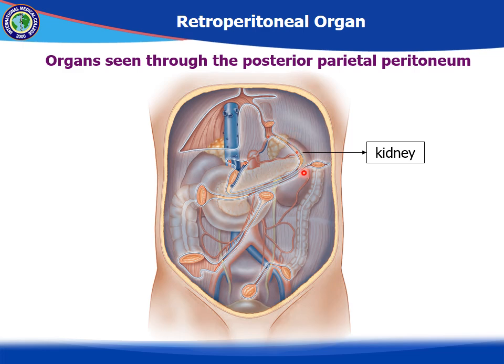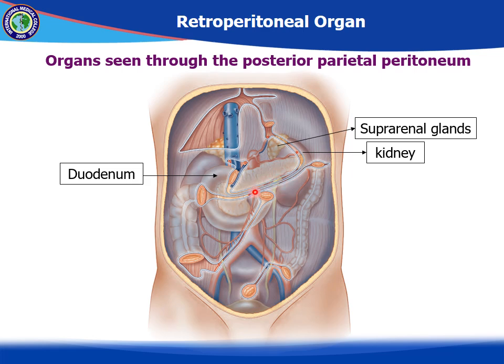You see this one is the kidney on the left side, and you can see part of the kidney on the right side. So both the kidneys are retroperitoneal. Above the upper pole, these are the suprarenal glands. So they are also behind the peritoneum. All the organs I am showing are retroperitoneal.